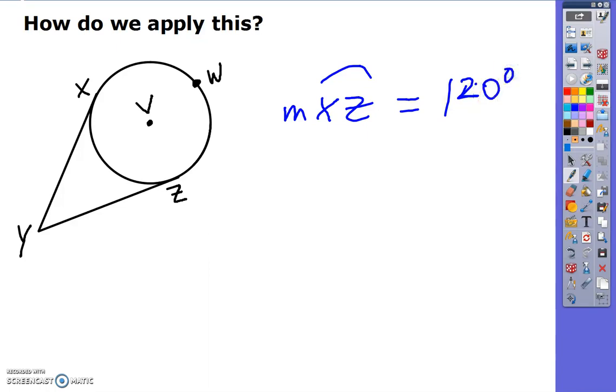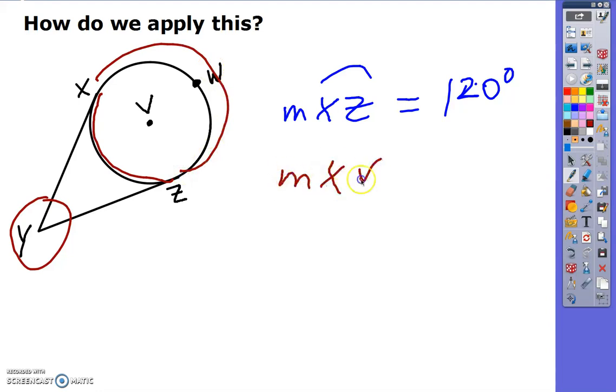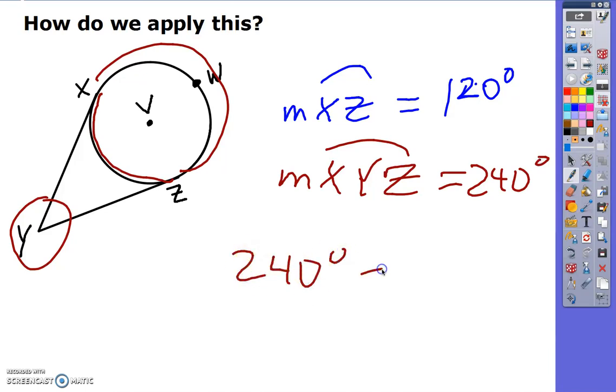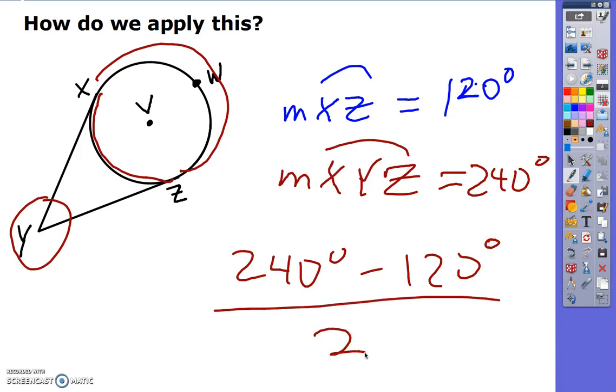So often with these questions that only give you one of the arcs, you're thinking, that's not enough information, and they ask for the measure of angle Y. But it's totally enough information. These two arcs make a circle. And so that means the measure of XWZ is equal to 240, because that's 360 minus 120. And so then you subtract again, the large minus the small, and divide it in half. And that will give me a total of 60 degrees based on what I made up. So that's the idea of how to apply it.